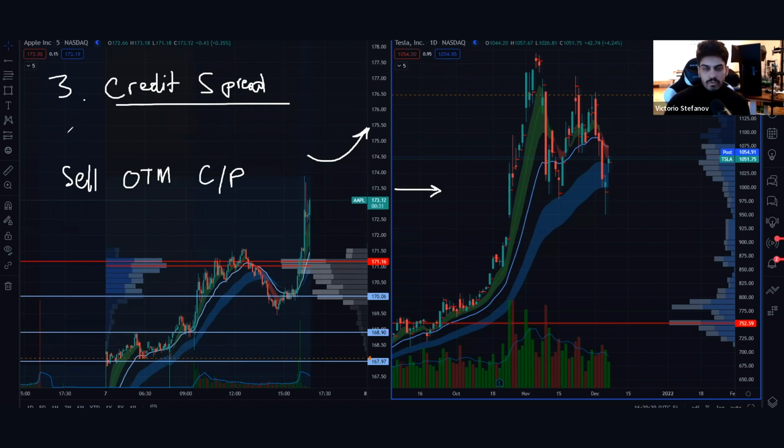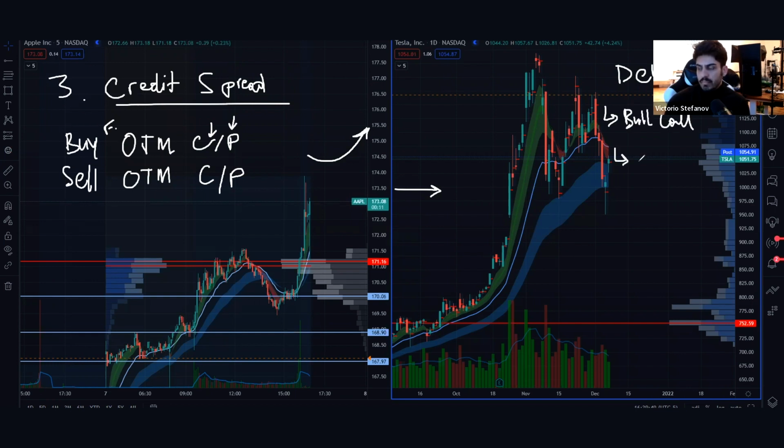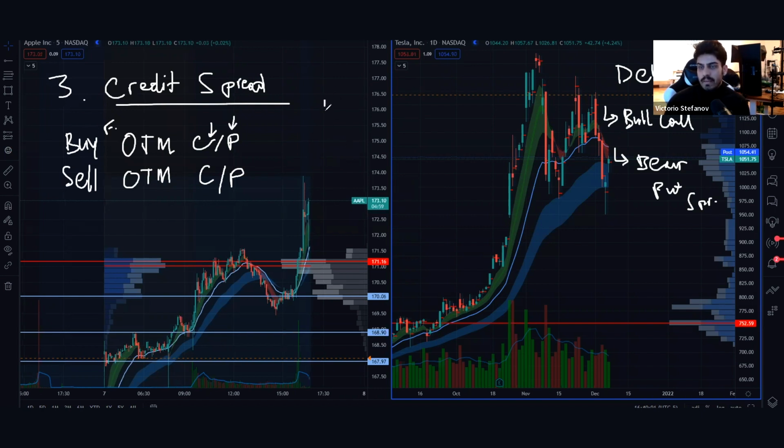And then we are going to buy something even further out the money, a far OTM call or put. Now you go call and call, put and put. In the debit spread, we call the debit spread with the calls a bull call spread, and the puts a bear put spread. In this case, if we're talking about credit spreads, we are talking about a bear call spread and a bull put spread.